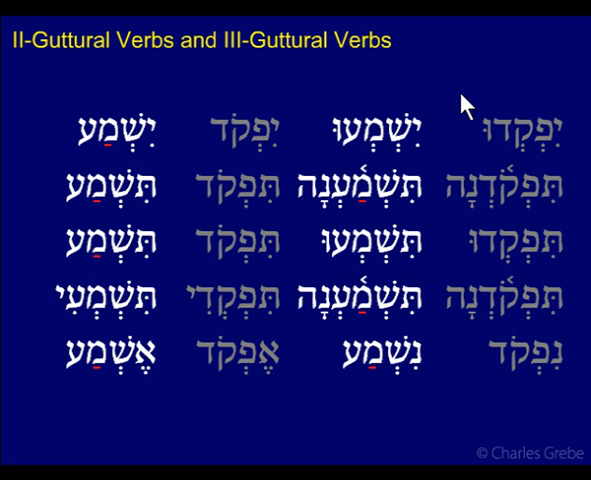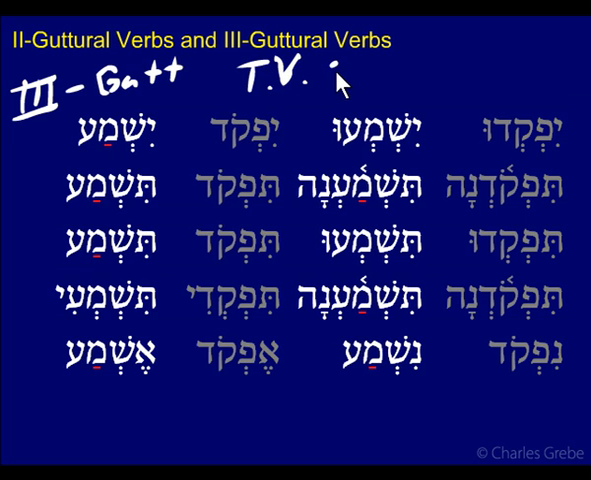Okay, next one. This is now third guttural. We have a guttural here, the ayin, third position. And so again, whether it's in second position or third position, that guttural causes the theme vowel to change to a patach. At least it's consistent. We always see this happening. So we have one here, here, here, here, here, and here, and here.